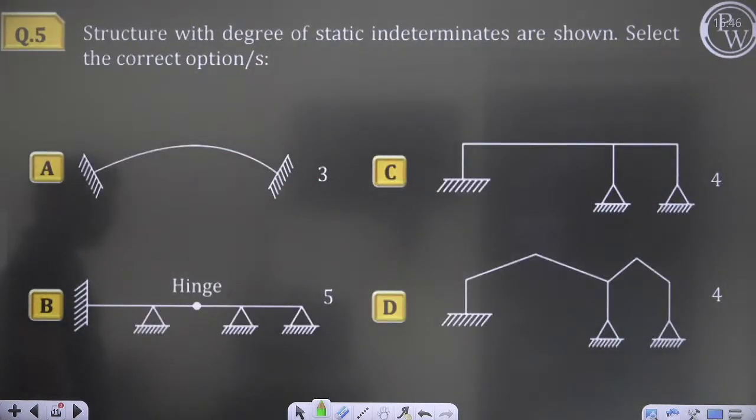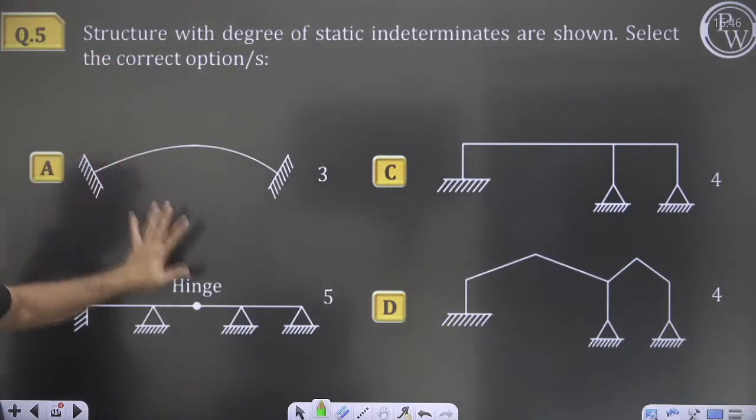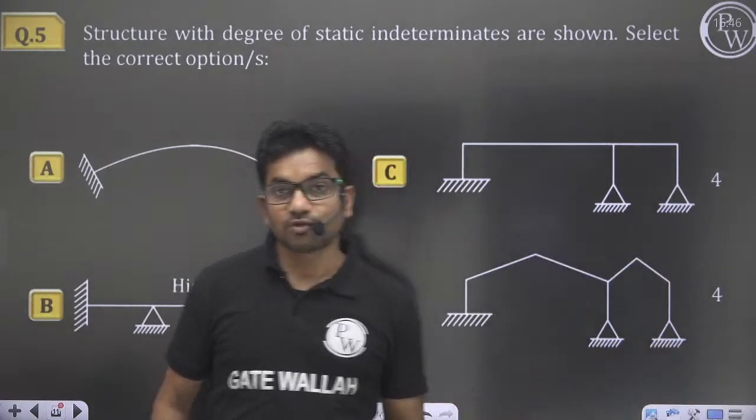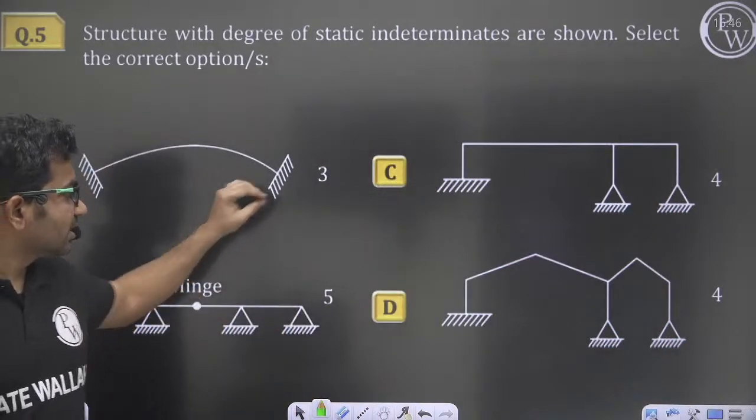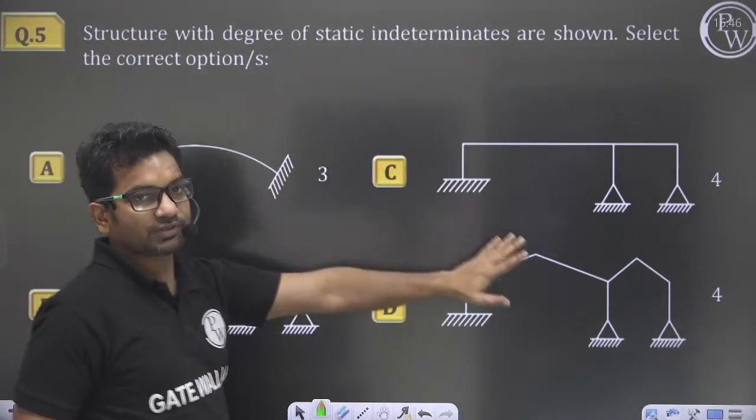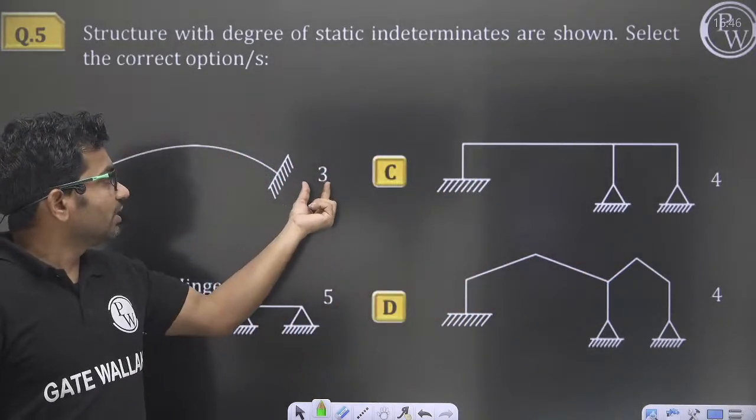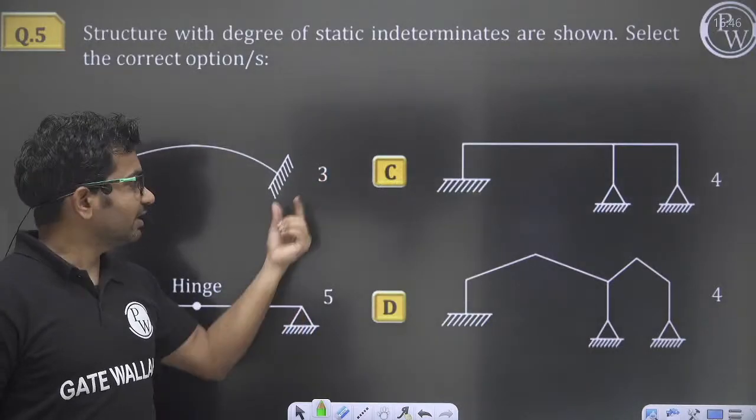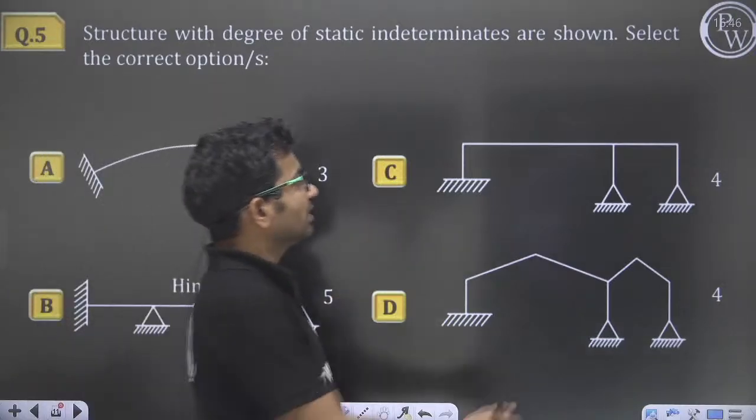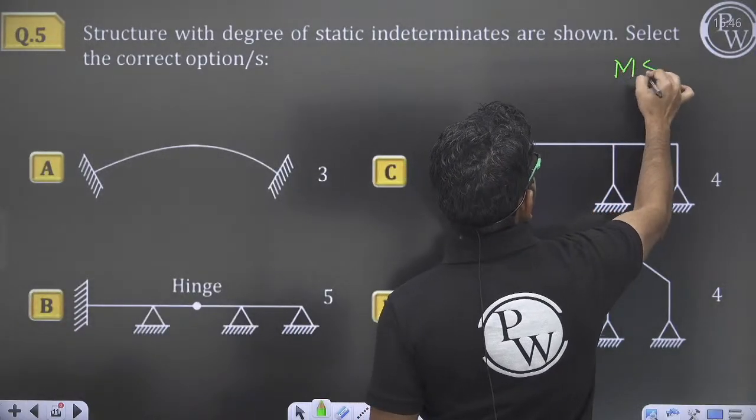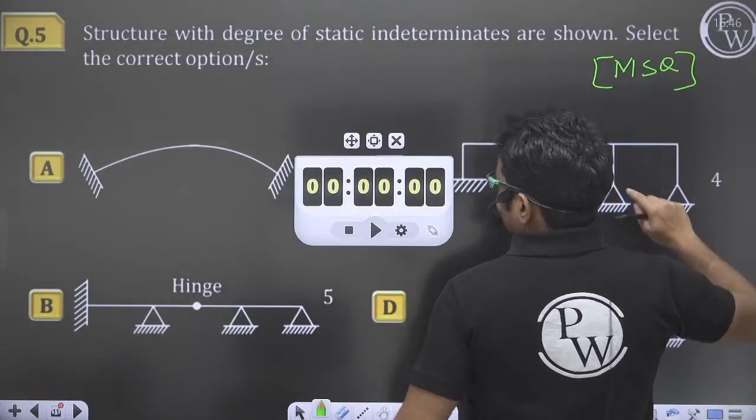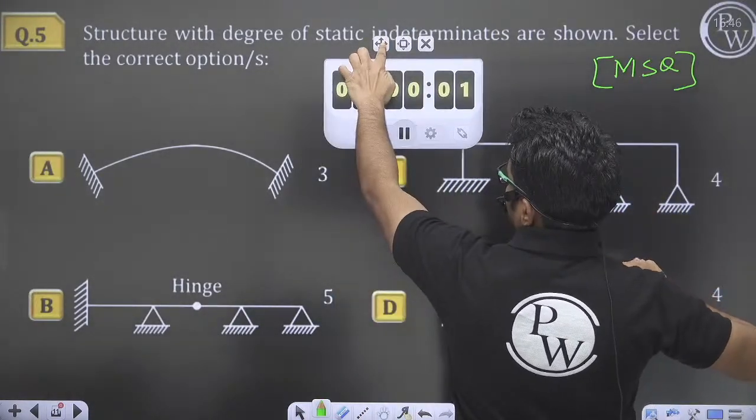Now next question, here different structures are given and the degree of static indeterminacy is also given. You have to find out for which structure the correct answer is given. For all the structures, first examine which type of structure it is, and then notice the degree of indeterminacy. If that degree of static indeterminacy is correct, that option will be right. This is an MSQ type of question, so more than one answer can be correct. Try solving this question in 1 minute.